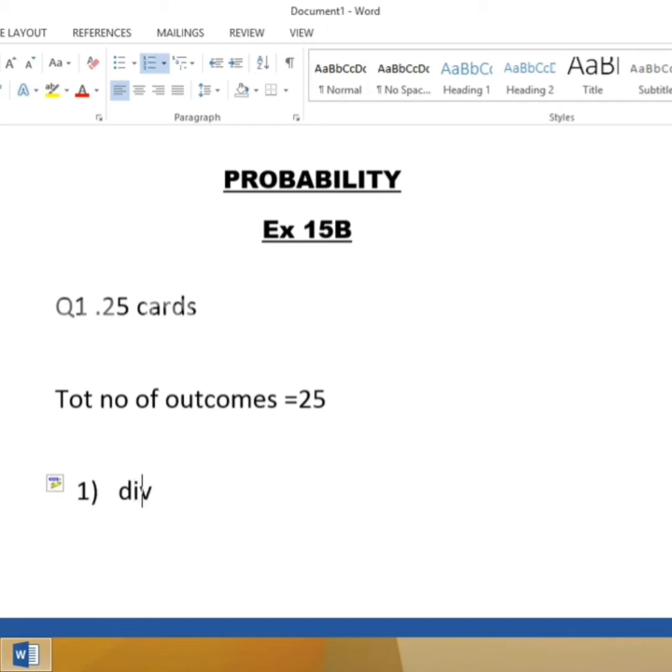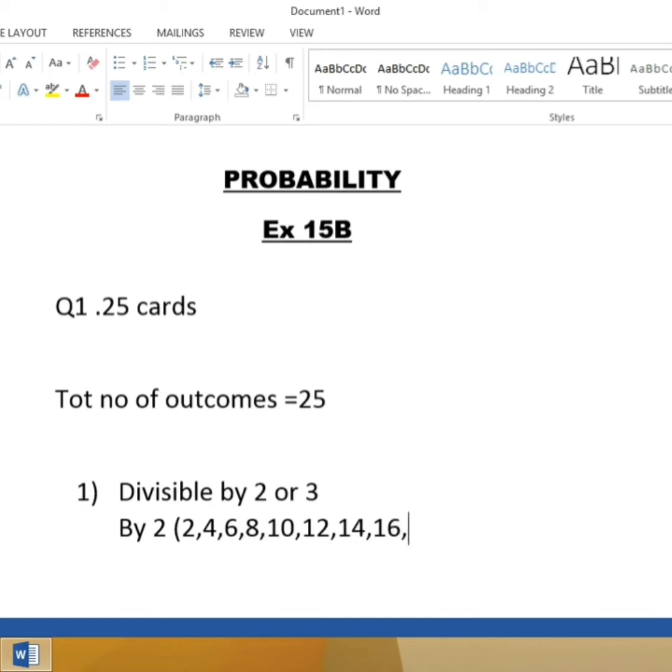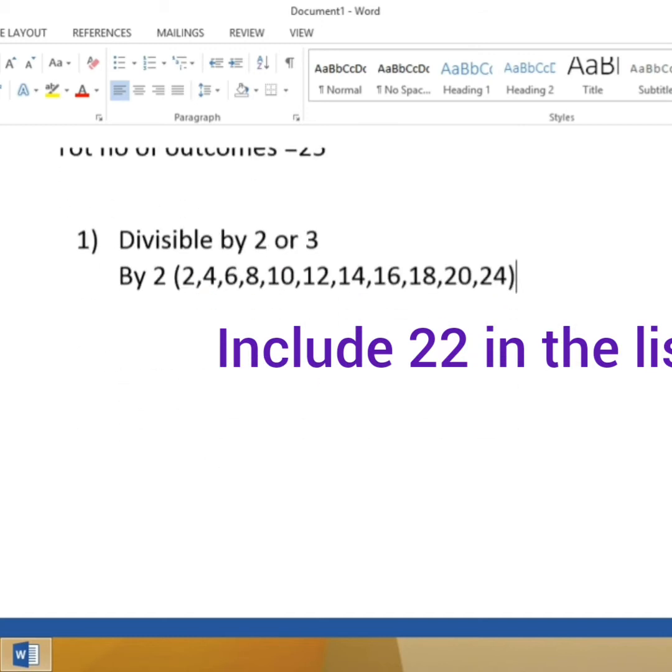The first part of the question is we have to find the probability of getting a number divisible by 2 or 3. So let's first do divisible by 2. So multiples of 2: 2, 4, 6, 8, 10, 12, 14, 16, 18, 20, 22, 24. So these are the numbers which are divisible by 2.